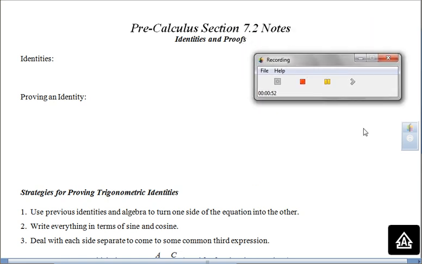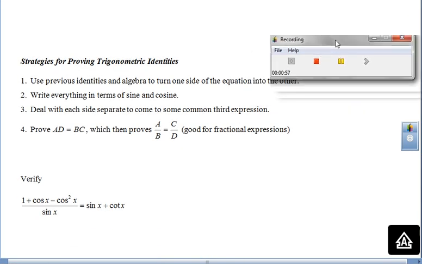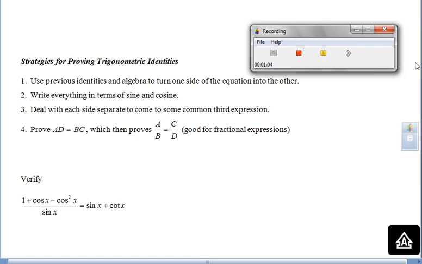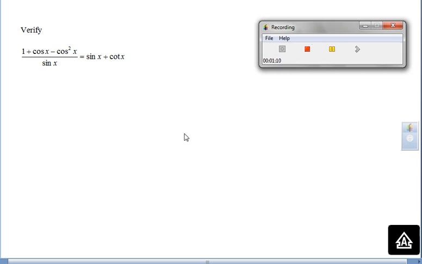So you can basically use any of your existing identities to manipulate one of the sides, as well as multiplying by 1 in any form, say sine over sine or cosine over cosine, or anything that you need to do. We just can't multiply, say, both sides by 2, or subtract 3 from either side.